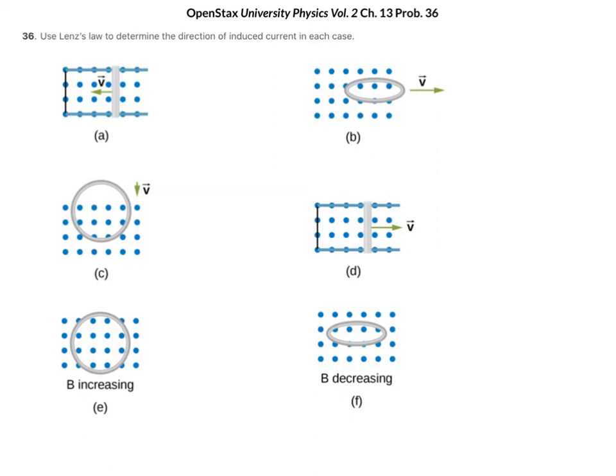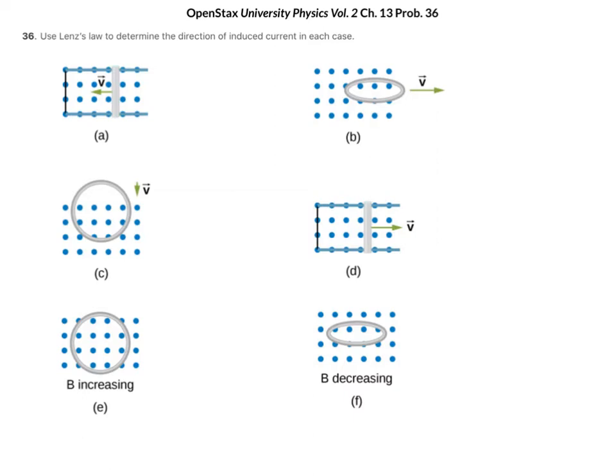Lenz's law says that if there is a change in flux in a loop, then that loop will create an induced current so that the magnetic field created by that induced current will produce a magnetic flux that opposes the flux that induced the magnetic field. So it's a mouthful. Let's try to figure out how to apply this.